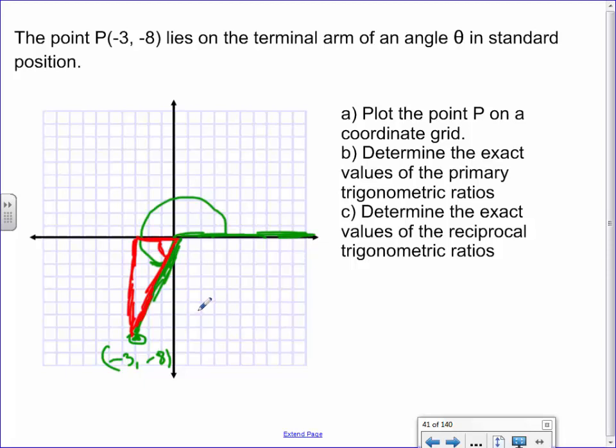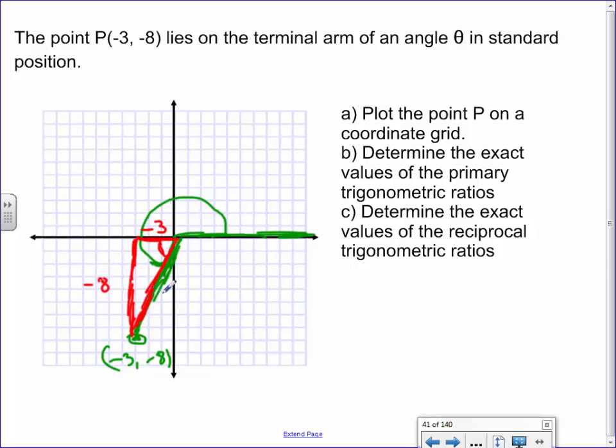Okay, if I wanted to label a little bit more, I actually could. This side right here is the adjacent side, but it's actually now the x value. This side right here is -3 units, because it's going backwards 3 units, right? This side right here would have been the opposite side on the triangle. Now it's actually the y value, it's -8.